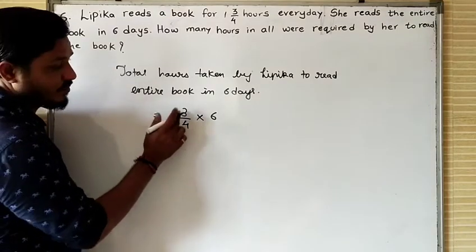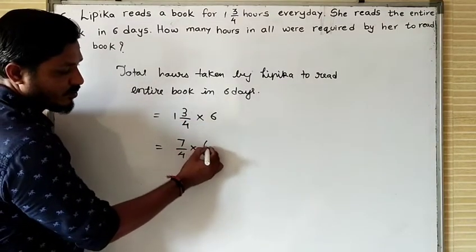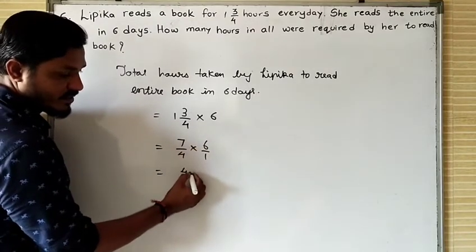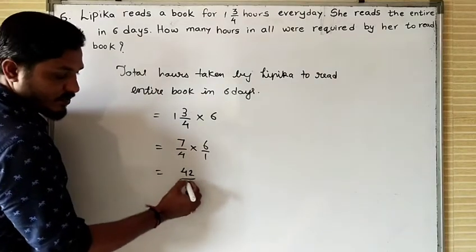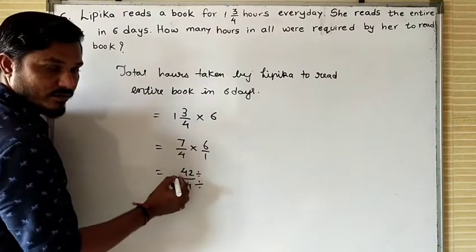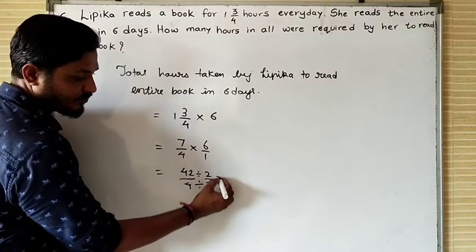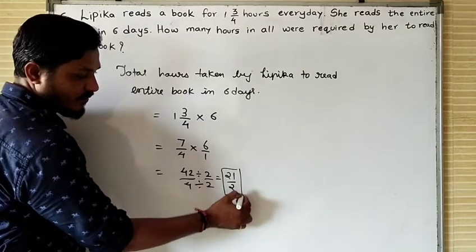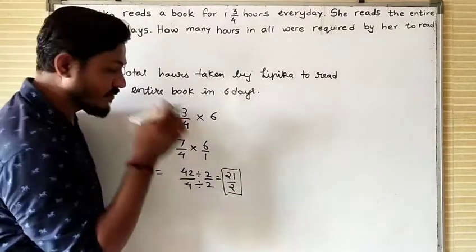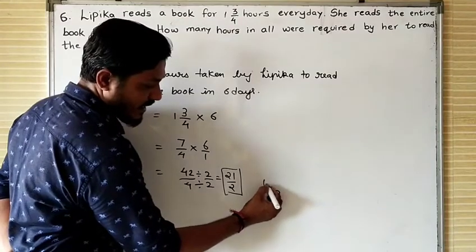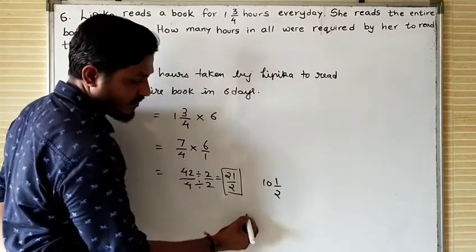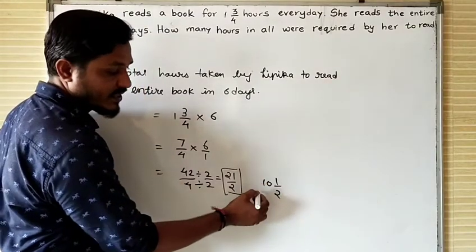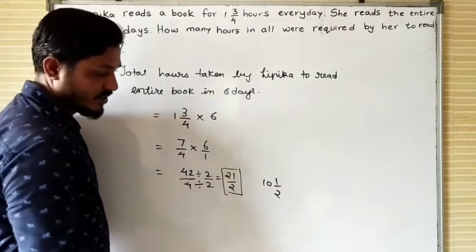1 4s are 4, 4 plus 3 is 7 by 4 into 6 by 1. Now very simple, you just convert it. 7 6s are 42 by 4. It is possible to reduce, so both values you have to divide by 2, that is 21 by 2. Now dear student, here we found the fraction. If it is possible, you can convert into mixed fraction. So 2 10s are 20, 20 plus 1 is 21. So she used to take 10 integer 1/2, that is 10 and a half hours she used to take.